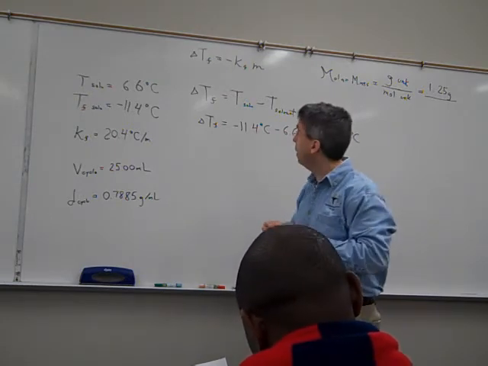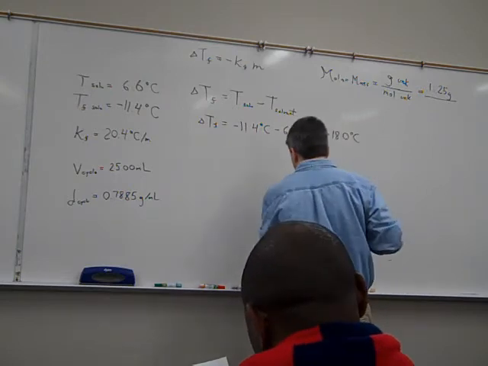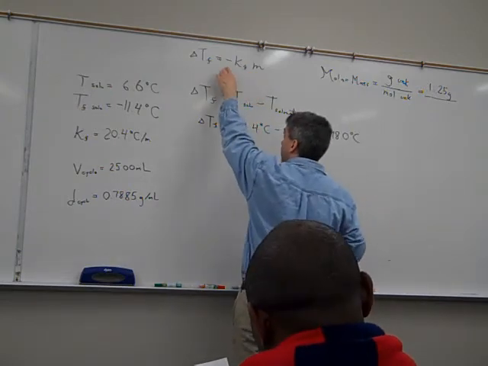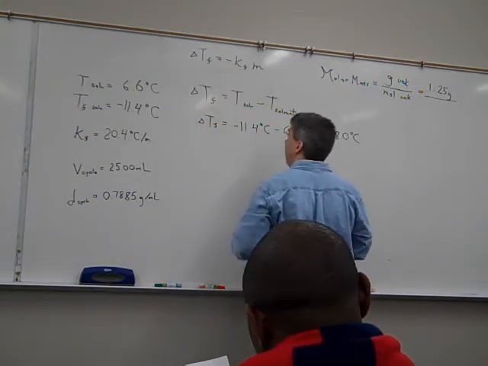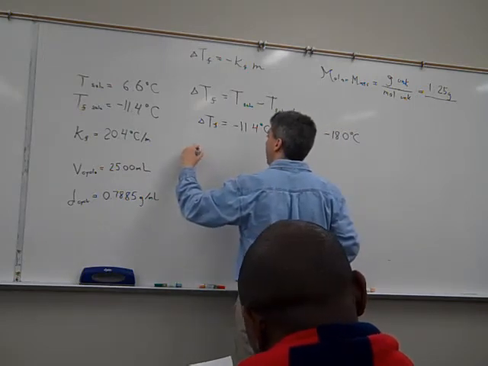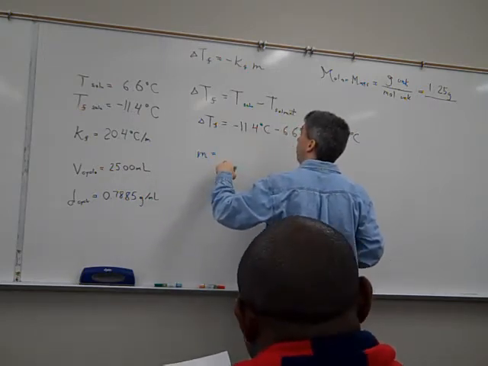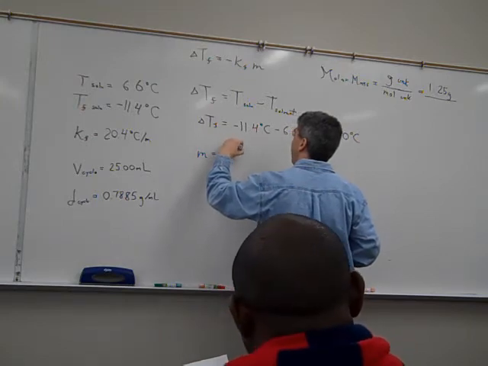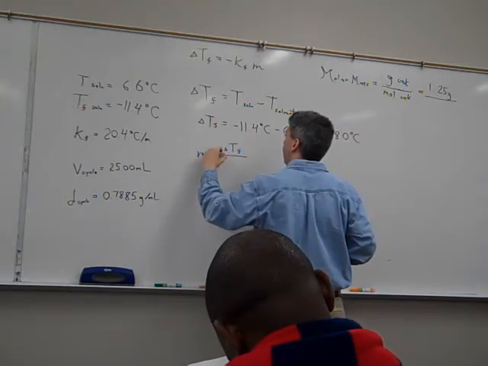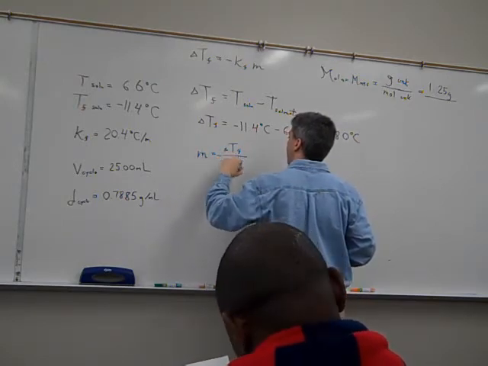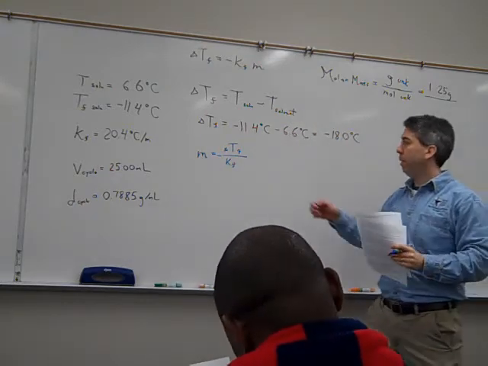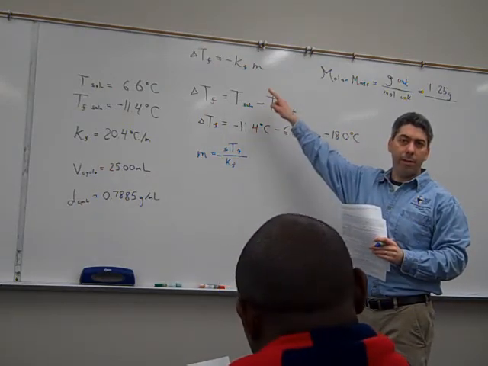The molality. So looking at this equation up here, if I want to solve for molality, I can just divide both sides by negative KF. I'll rewrite that equation. That's going to give me molality is equal to delta TF divided by negative KF. You all see where I got that equation from this?